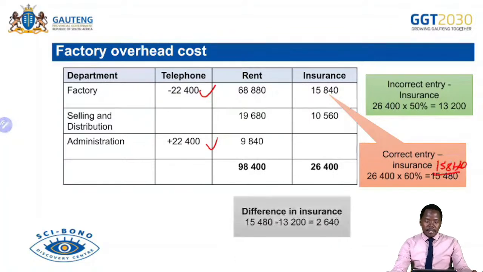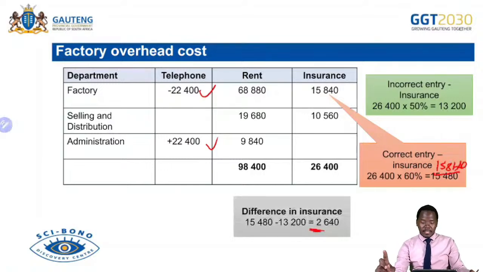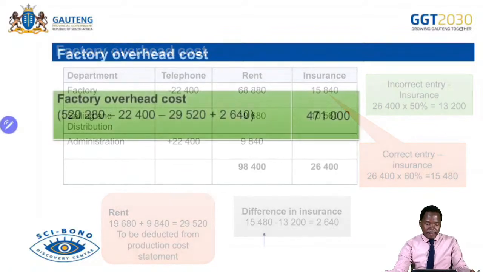Now, next item. The difference for our insurance is only 2,640. So meaning our insurance should be less by 2,640 and more by 2,640 on the other one. Right, now our rent to be deducted from our production cost statement will be 19,680 plus 9,840. We get 29,520. That is what should be deducted from our production cost statement.